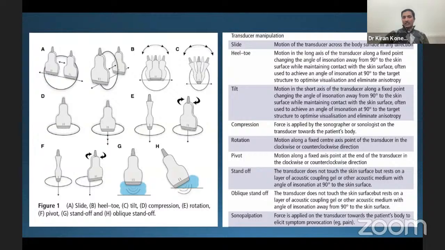the common ones that we use are using the probe to slide either from side to side or top to bottom, and also using one side of the probe with more pressure, which we call heel-toe. And the tilt and rotations are commonly used once we have got a reasonable image of the anatomy that we want. When the needle is not in the right direction or not able to follow the anatomy you want to target, then we may have to use the tilt and rotation to get your image to a better value.